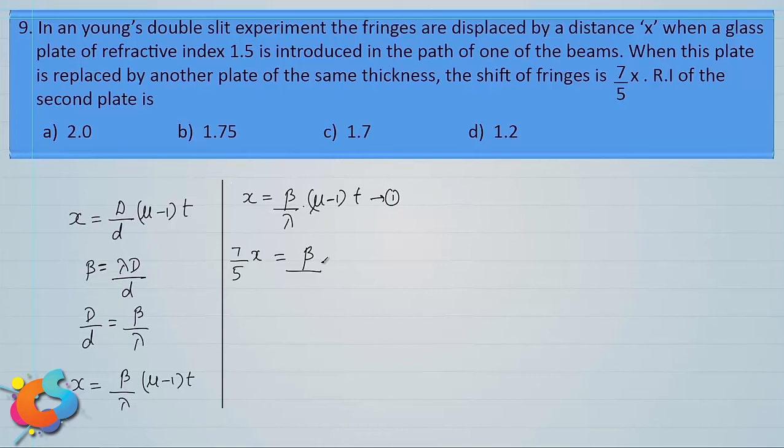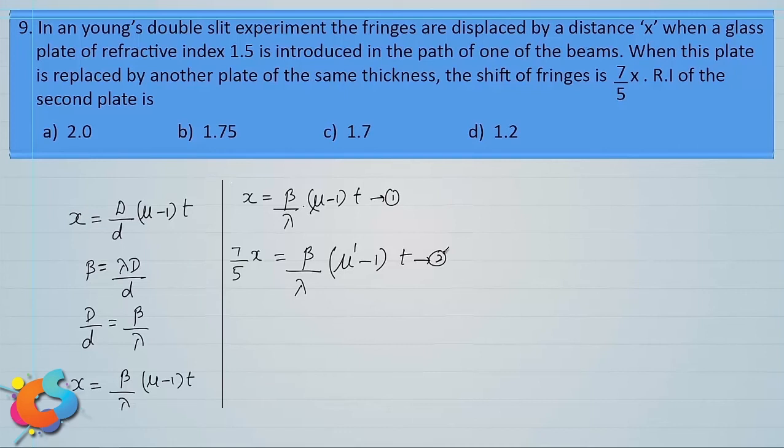Otherwise, when you place the glass plate in front of the downward slit, then the entire shift takes place downwards. So in the second case, the shift is 7 by 5 times x, that should be equal to beta, which remains the same, and you have not changed the source of light, therefore the wavelength lambda remains the same. But the refractive index is the new thing, which is unknown, therefore it is written as mu dash, minus 1 into t. Here it is mentioned that the thickness is the same, therefore I have used the same expression t.